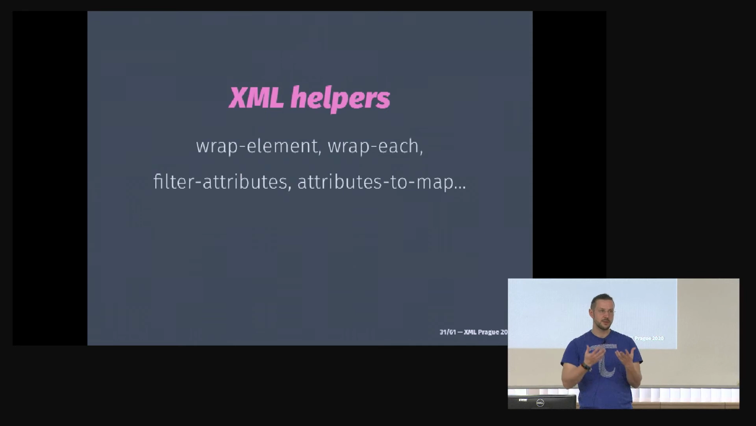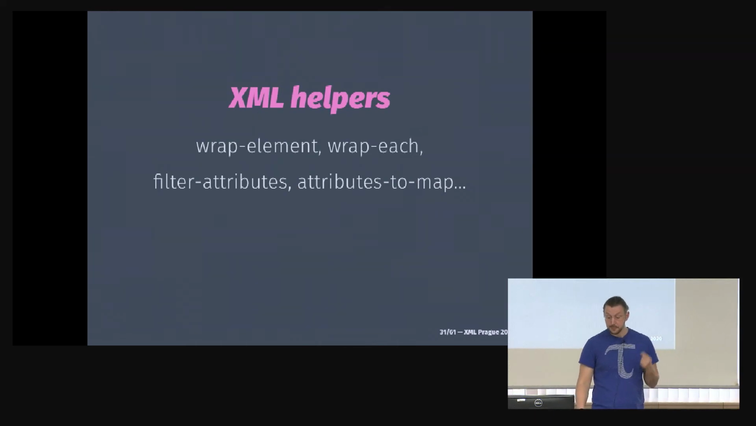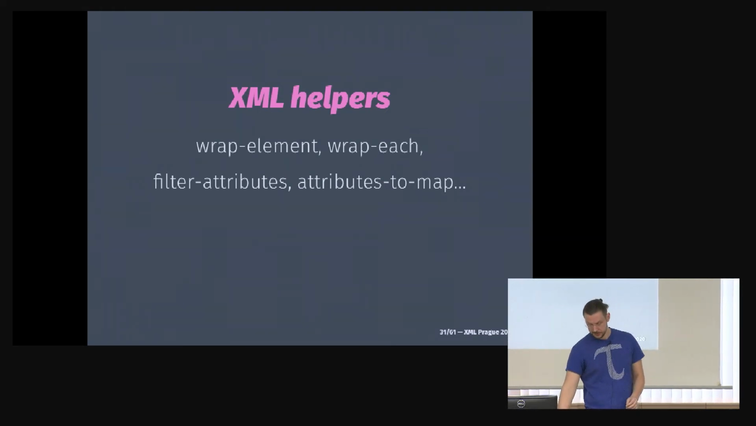Well, there's more of them. There's wrap each, so you could give it a sequence, and it will wrap each of those items in the element you want. And filter attributes is just you give it a node and then you get back all attributes that were in the sequence you passed in. And attributes to map is actually just a filter to get a map out of a sequence of attributes with the element name as a key and the element value as a value.